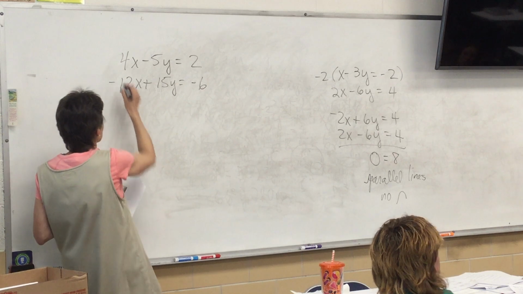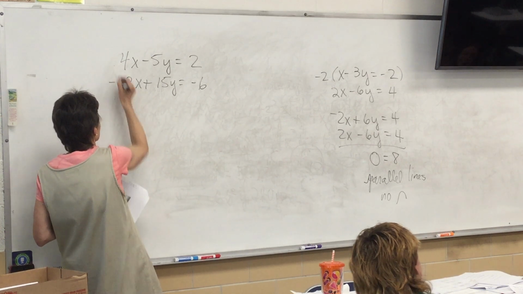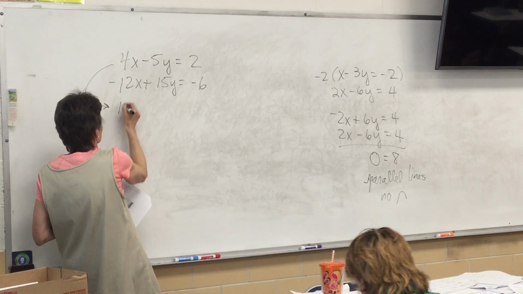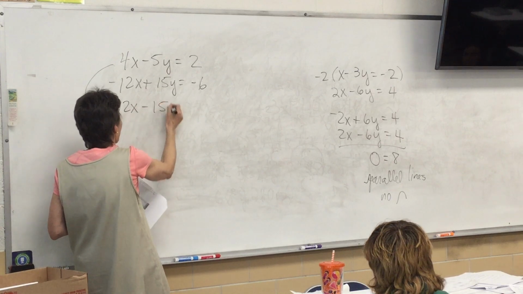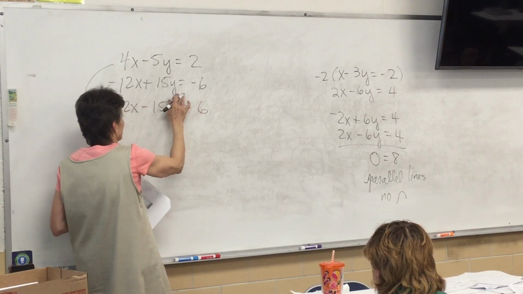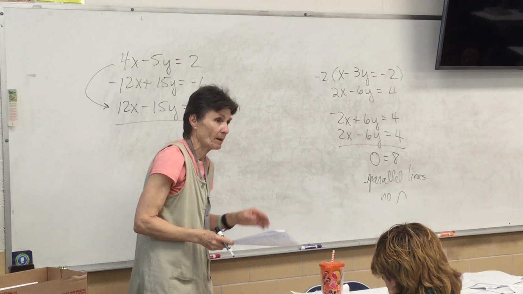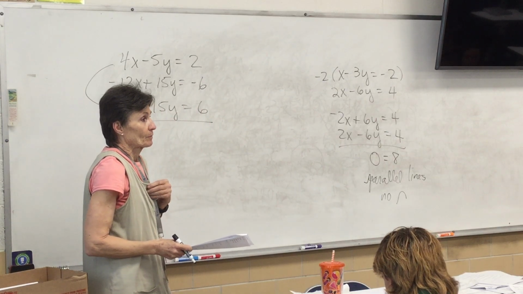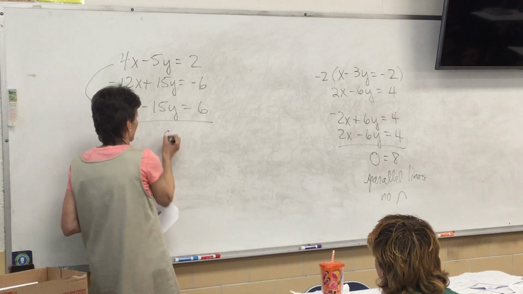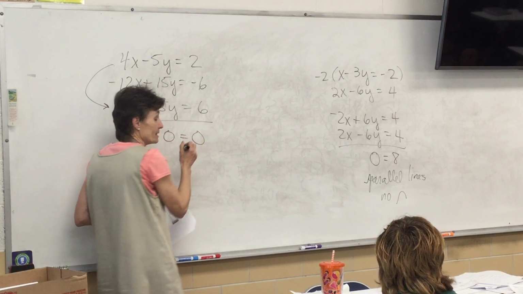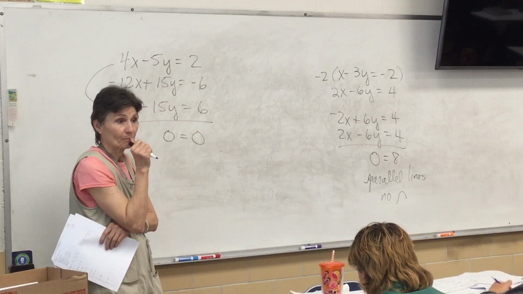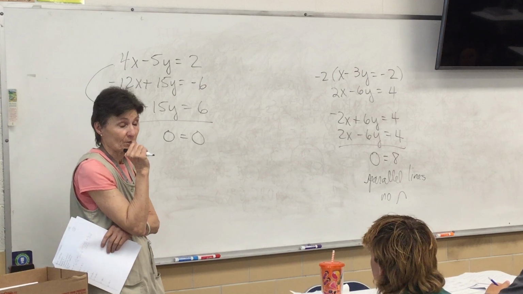We multiply the top by 3. What's going to happen is a little bit different this time. If I multiply the top equation by 3, I get 0 equals 0. Is that ever true? It is always true.